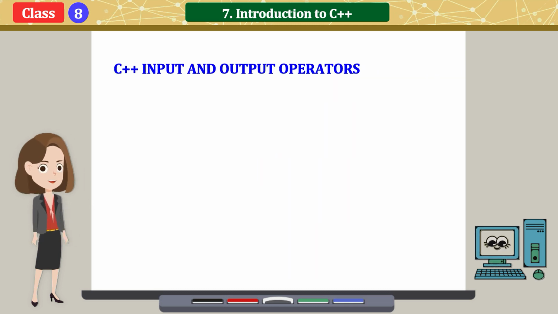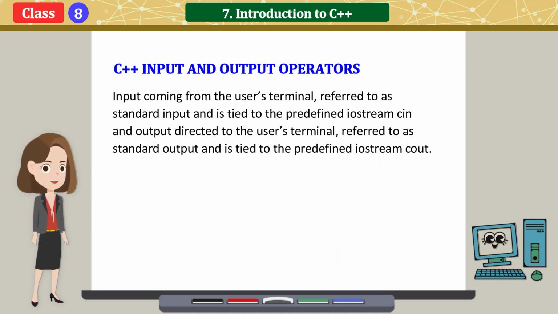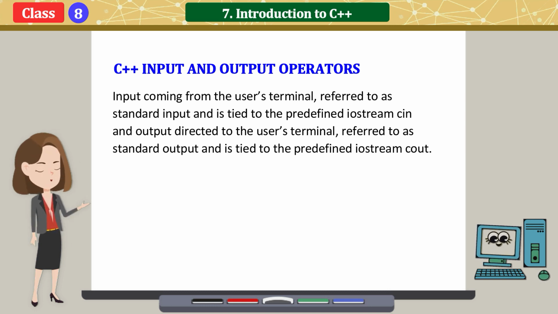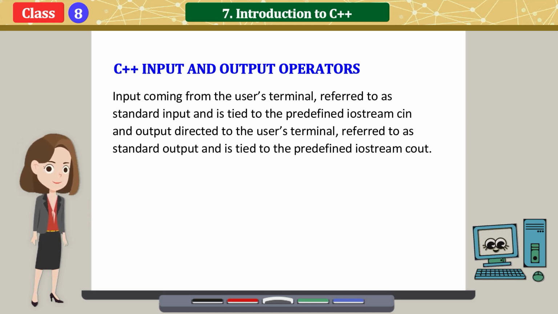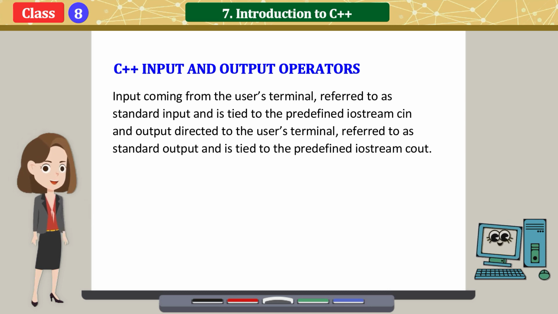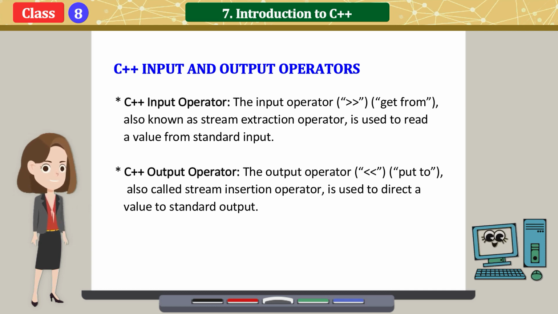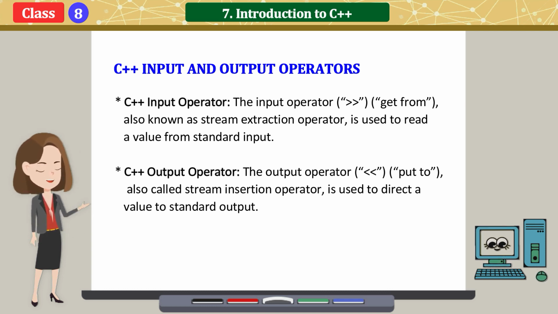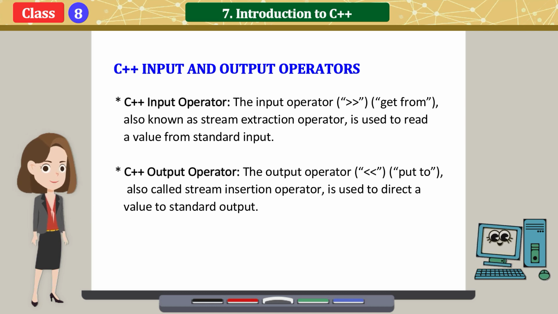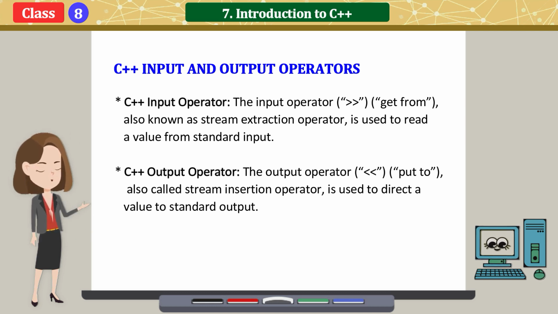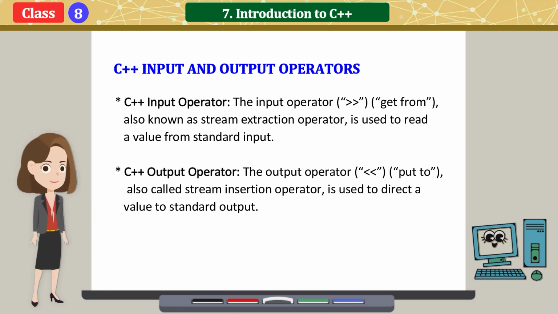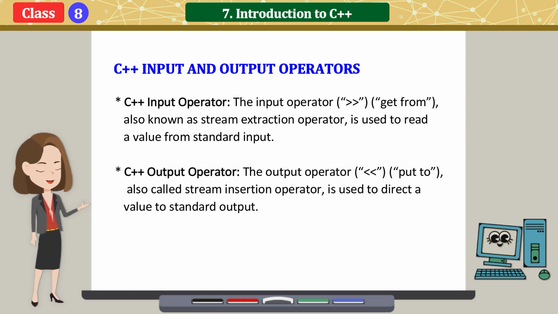C++ input and output operators. Input coming from the user's terminal, referred to as standard input, is tied to the predefined iostream cin, and output directed to the user's terminal, referred to as standard output, is tied to the predefined iostream cout. C++ input operator. The input operator, get from, also known as stream extraction operator, is used to read a value from standard input. C++ output operator. The output operator, put to, also called stream insertion operator, is used to direct a value to standard output.